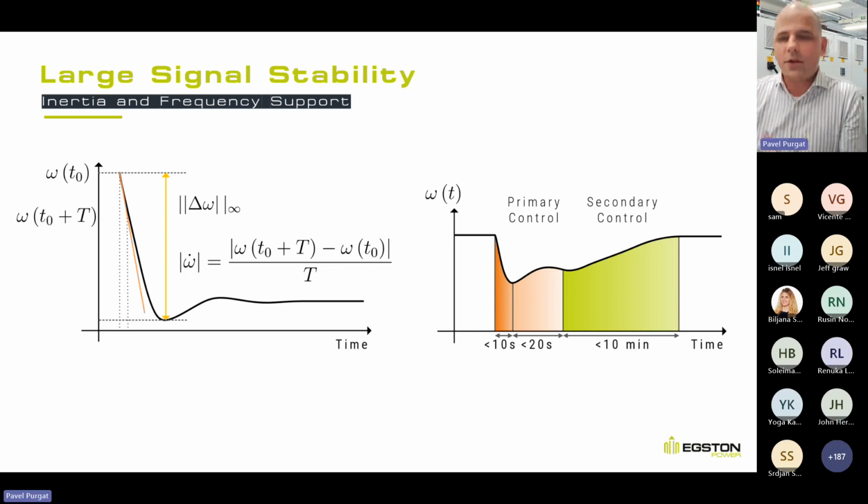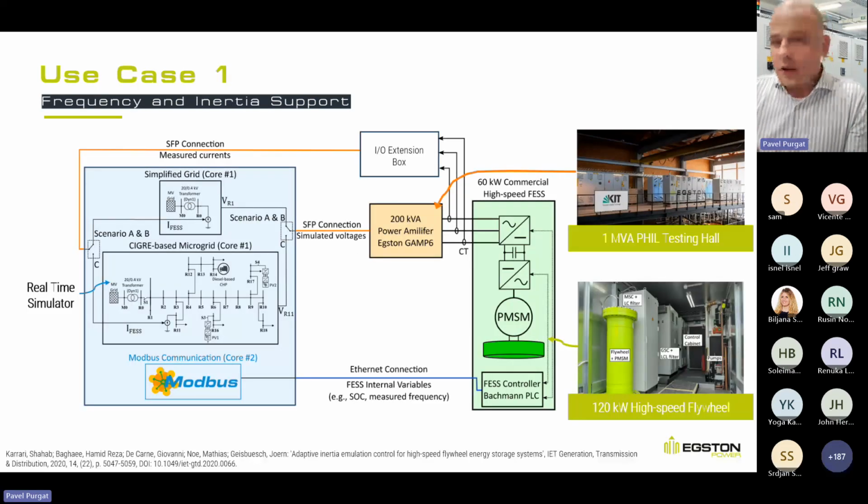Now, in case you are wondering why flywheel, one of the big advantages of flywheel is quite high power density plus fast response, and it can hold the response for several seconds. So it is quite a natural application. Now, how can we test that? And more importantly, demonstrate that this is possible.